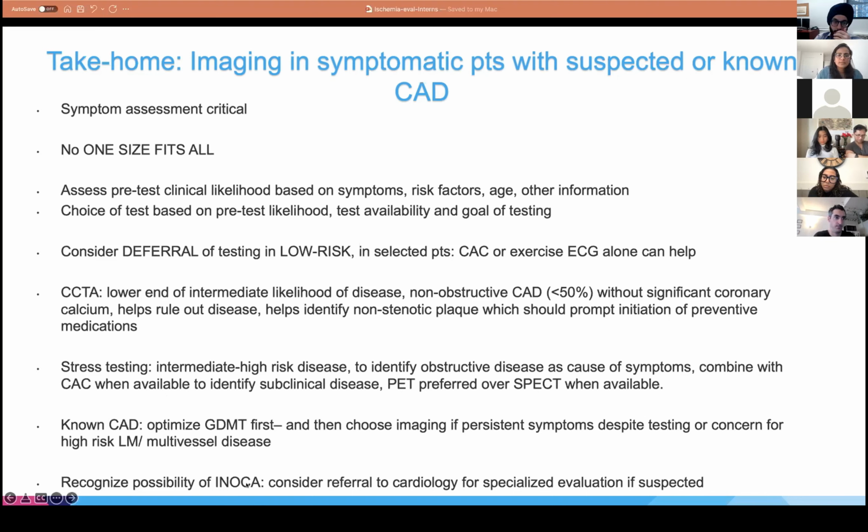And then the other important thing is, instead of labeling patients who have a normal cath but have symptoms concerning for angina or dyspnea on exertion as non-cardiac, think about the possibility of INOCA, or ischemia with non-obstructive coronary arteries, in these patients, especially if they're having cardiometabolic risk factors such as obesity, hypertension, diabetes. And in these patients, consider referring them to cardiology for more specialized evaluation of microvascular disease.